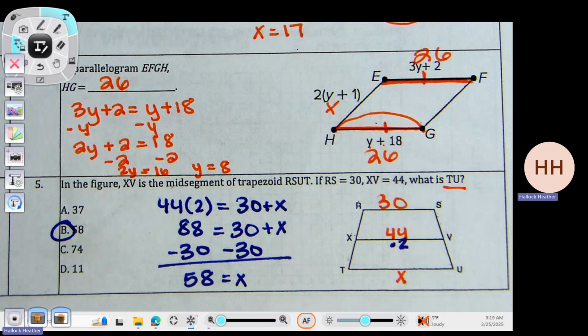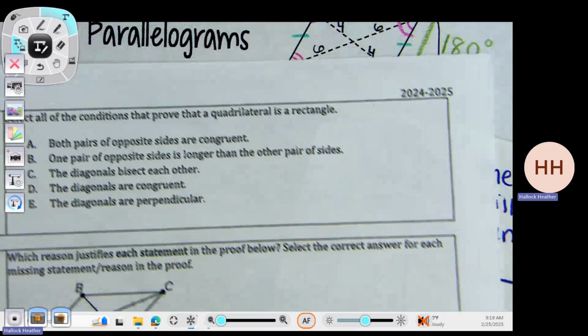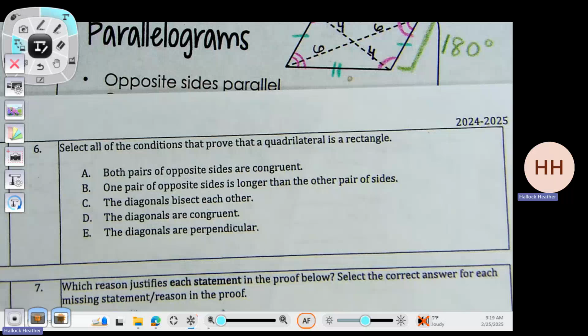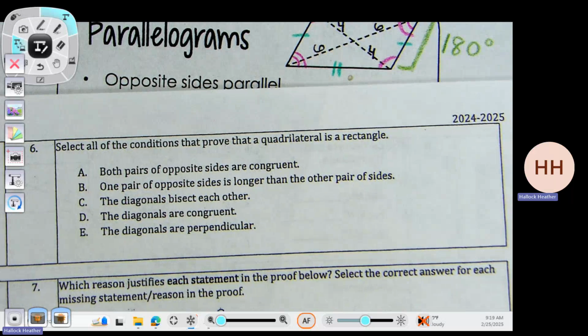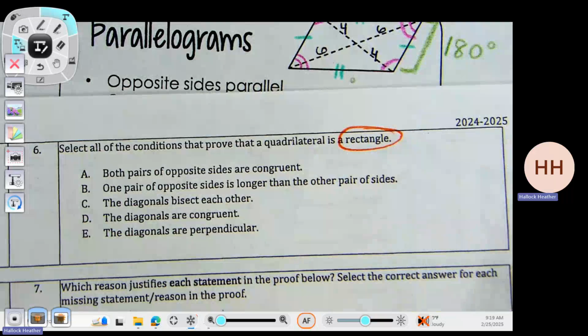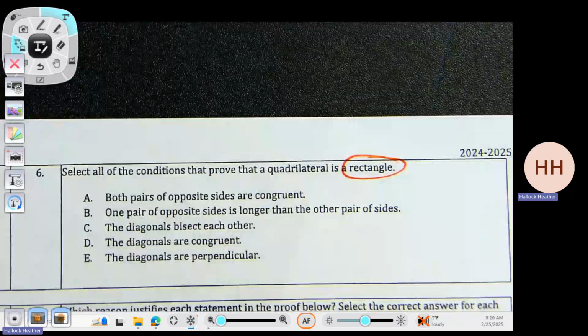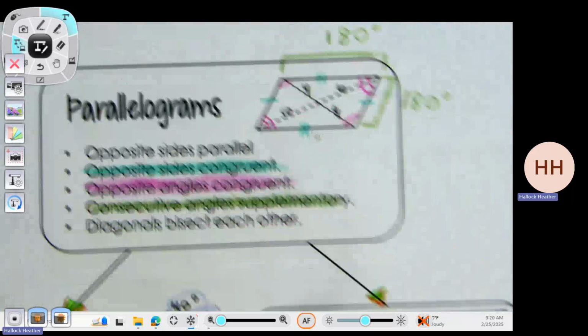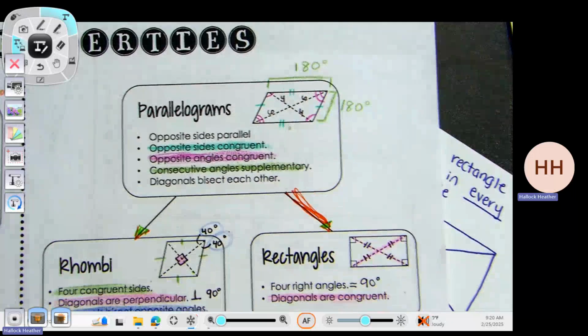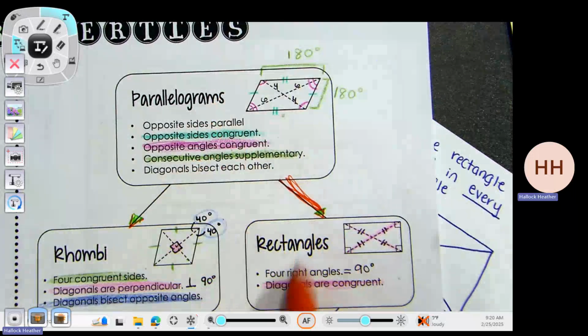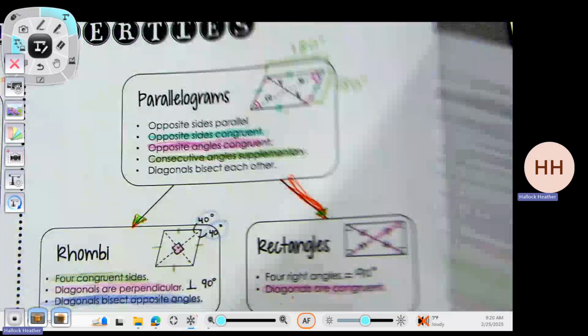Okay, for number 6, it says select all the conditions that prove a quadrilateral is a rectangle. So quadrilaterals is everything on my sheet. I'm looking specifically at my properties for rectangles. So let's look at our rectangle. Everything a parallelogram is goes to my rectangle. It follows it. So everything here also goes here. So I need to choose everything that applies to a rectangle.